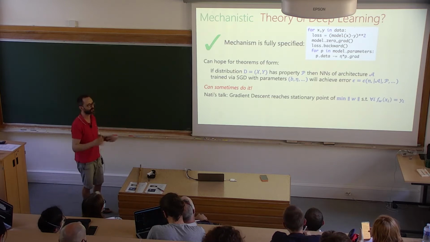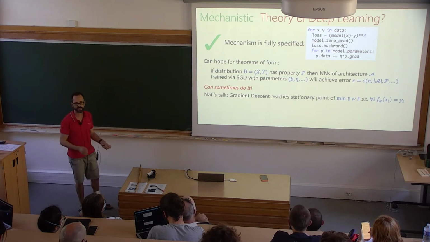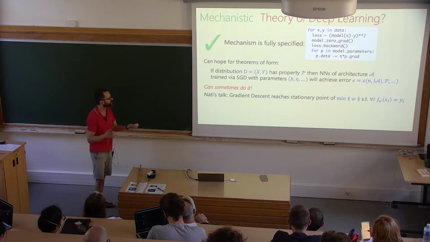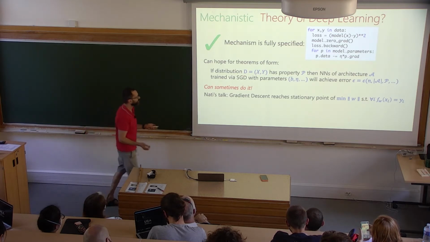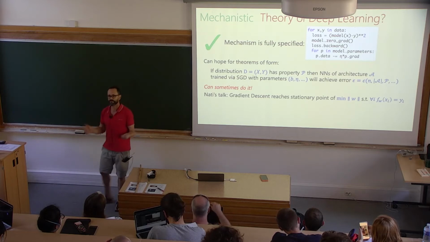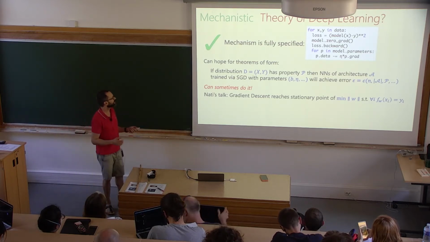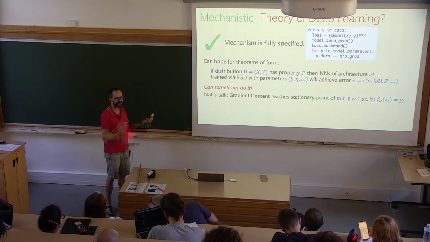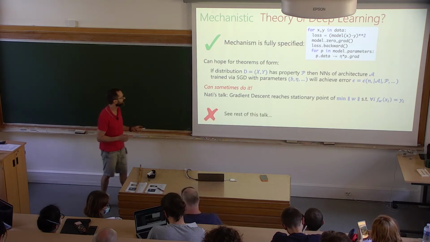They don't necessarily always give you an error bound, but sometimes they give you these nice things. Like, say, you analyze gradient descent and you say it will reach a stationary point of some objective, and sometimes you can prove these things. So that's the big advantage of a mechanistic theory and why we might want to have one, and in some sense that's the gold standard. So why we might hope for this and also expect to get it.